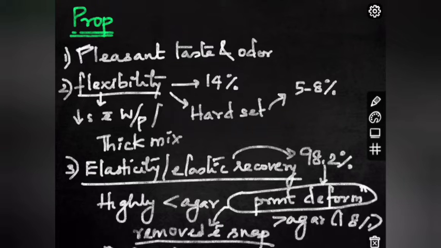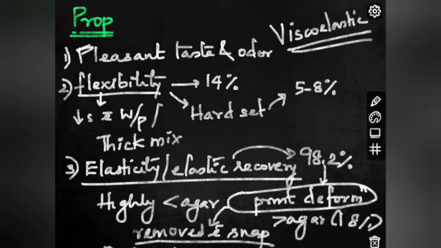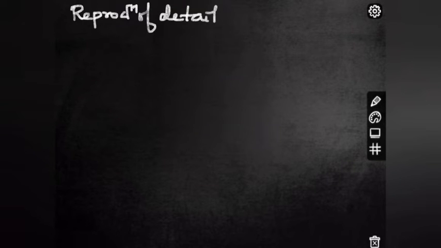So we can see that if we are doing an alginate impression, first we run our fingers around, break the seal, and just remove it with a snap. It is because of its viscoelastic nature. Now, reproduction of tissue detail is less than that of agar, and next is the most important property, which is the strength of the material.